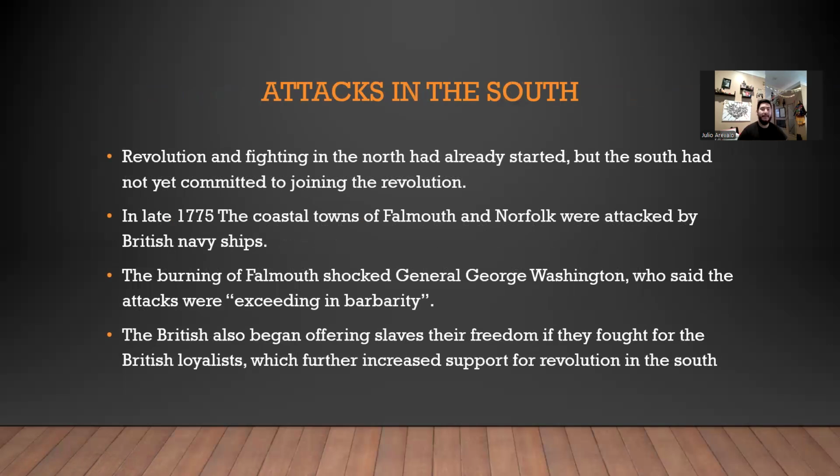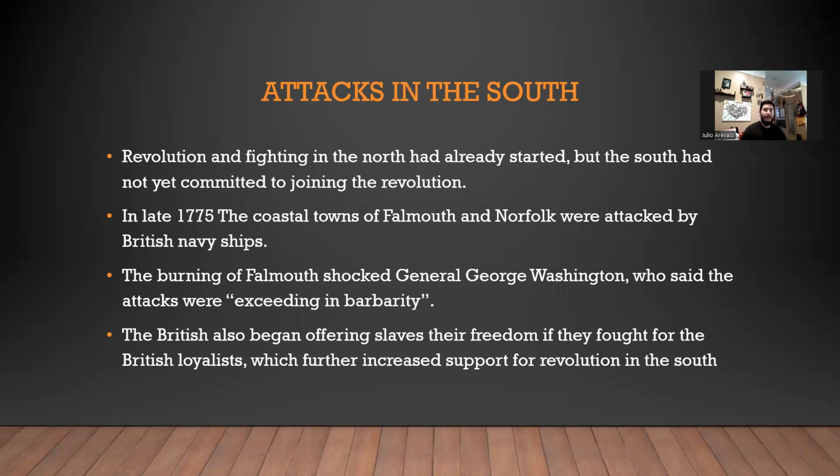And while all this was going on in Boston and the North, it still wasn't sure if the South was going to join the North in this revolution. But in late 1775, two towns on the coast, Falmouth and Norfolk, were attacked by British Navy ships. They were bombarded by British naval vessels, and the towns were burned in the process. Washington, being from Virginia, reacted to these two attacks and called them barbaric, exceedingly barbaric.